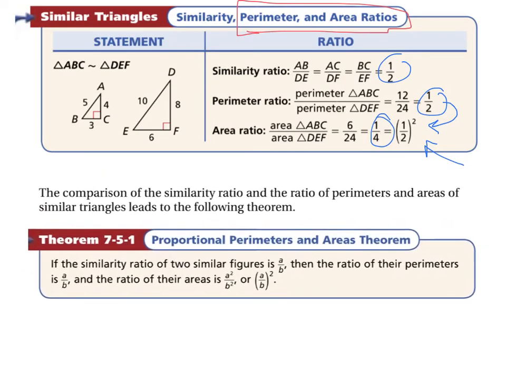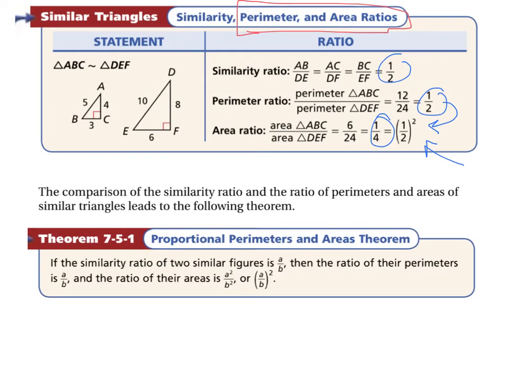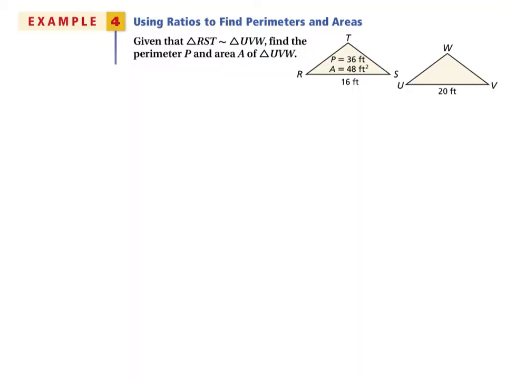Which leads into this, which we pretty much just explained. The comparison of the similarity ratio and the ratio of the perimeters and the area of similar triangles leads to the following theorem. If the similarity ratio of two similar figures is A over B, then the ratio of their perimeters is the exact same ratio, A divided by B. And the ratio of their areas would be A squared to B squared, or by squaring the ratio A to B.